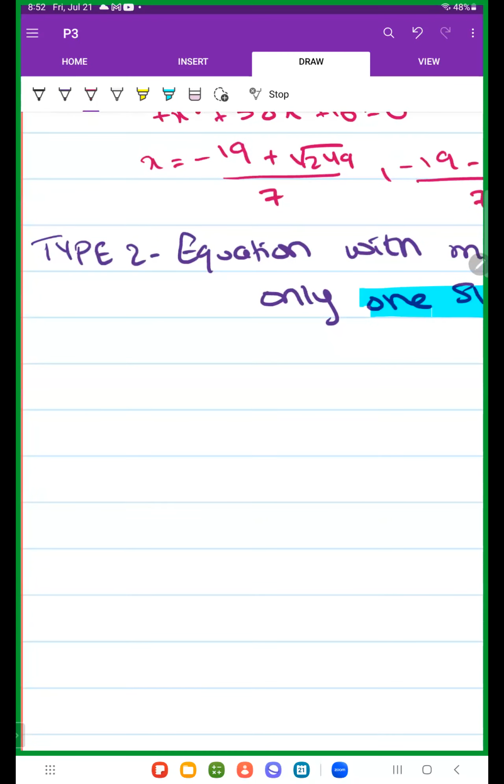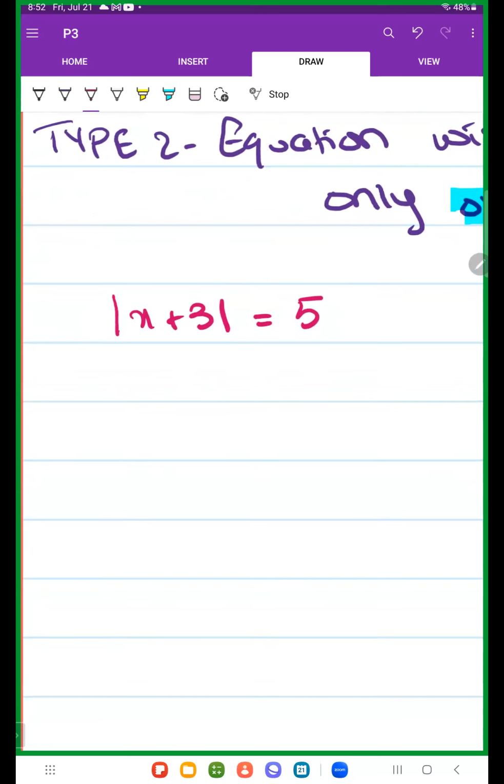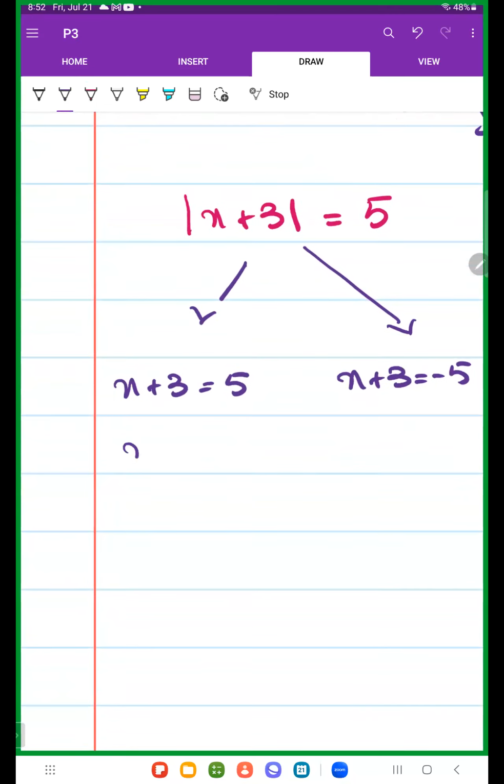For example, they have given us |x + 3| = 5. So what does the modulus sign do? You know it changes the negative into positive, yes? So you will make two equations out of this. The first equation would be x + 3 = 5. The second would be x + 3 = -5. This way you will get two answers.